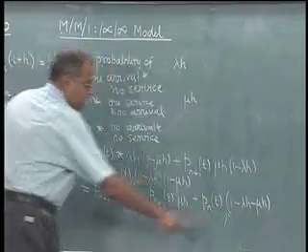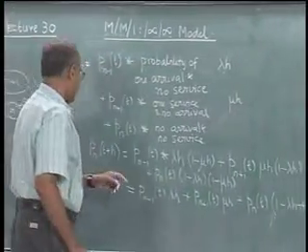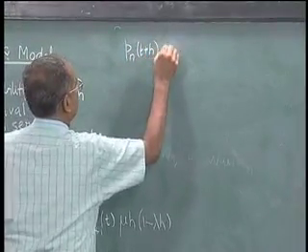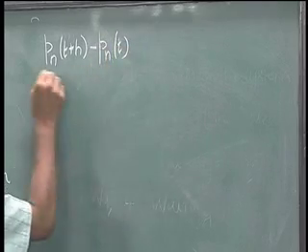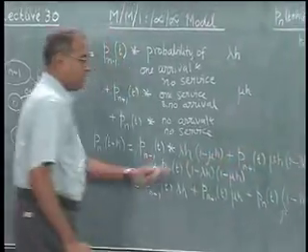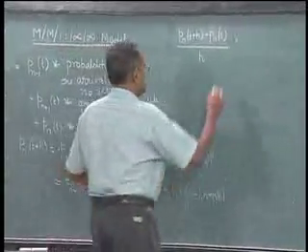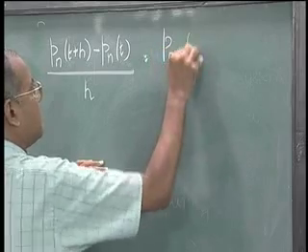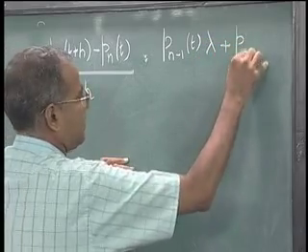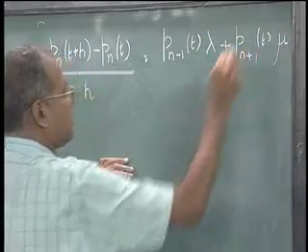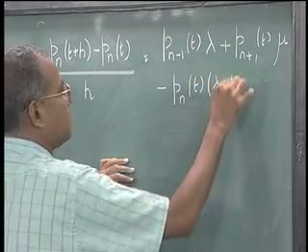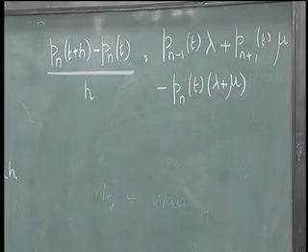Now, we bring this P n of t to the left hand side, and we will get P n of t plus h minus P n of t, where P n is the probability that n people are there, and dividing the whole thing by h, since h is common in all of them, would give us P n minus 1 at time t into lambda, plus P n plus 1 at time t into mu, minus P n at time t into lambda plus mu, because this 1 will come to the other side, divided by h.